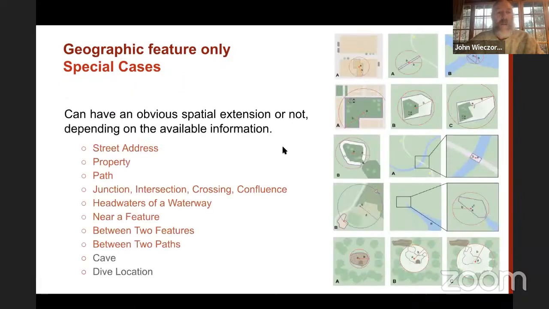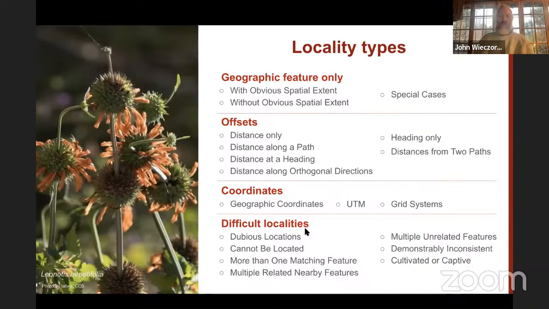So we talked about all of these various special cases to some extent, and cave and dive locations we're going to leave out of the descriptions now. So that was just about geographic features. And you can see that there's quite a diversity. Next, we need to go into the second section with offsets.